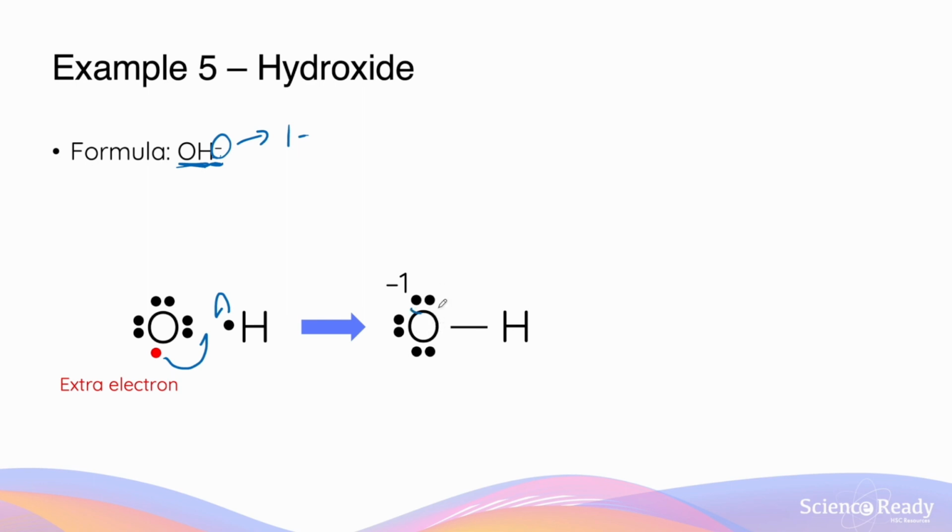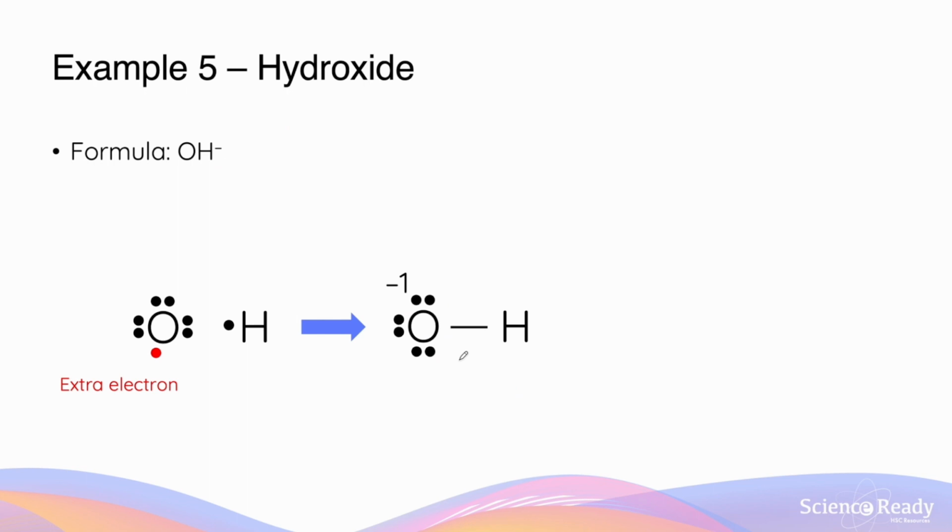For oxygen, we've got 3 pairs of non-bonding electrons, which add up to 6, and 2 electrons in the bond, so it has 8. Hydrogen, because it only has 1 shell, has 2 bonding electrons, which gives a total of 2. So both atoms in this case have fulfilled the octet.